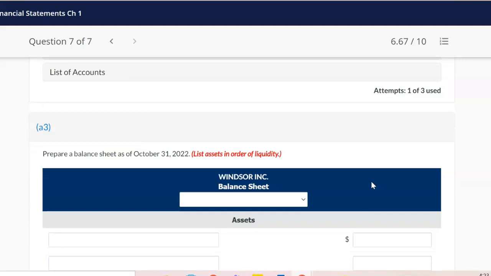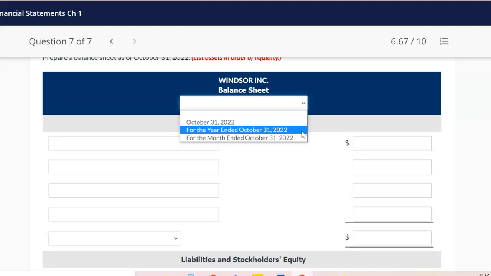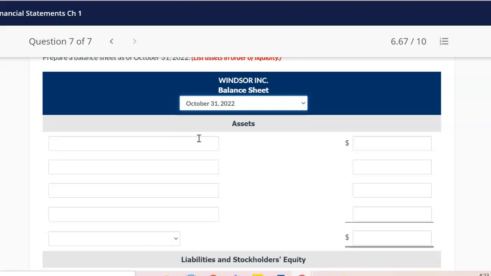Okay, balance sheet, heading. What's the proper heading for the balance sheet? It's a snapshot. Right, at the end of business, October 31st.